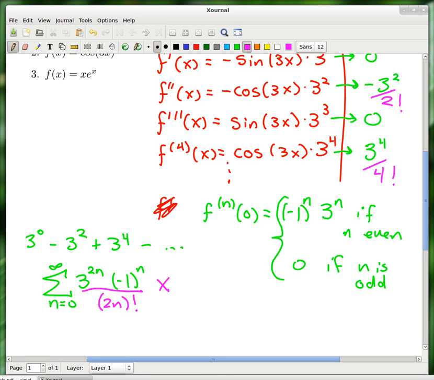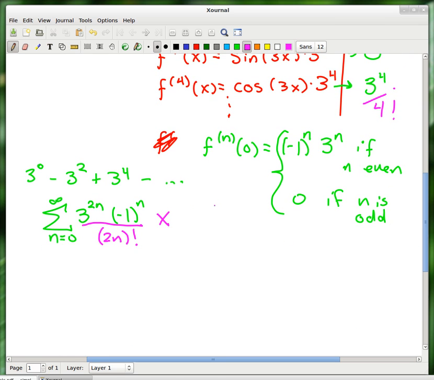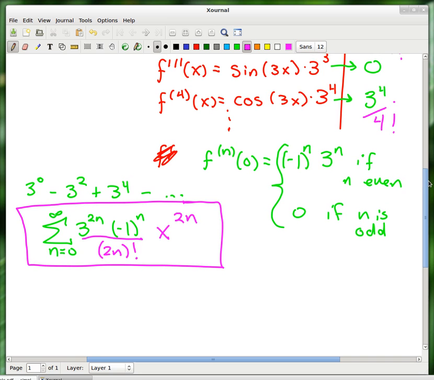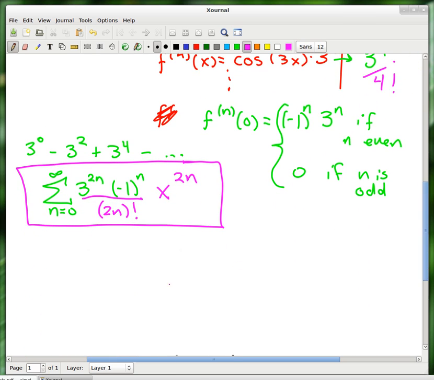X to the, so let's think about that for a second. So this is going to be times x to the first power times x to the second power. Okay, so the x is also going to be to the 2n. And we finally got it. We finally wrote it down. Thank goodness. So here's the Maclaurin series for that function about 0. It's near 0. It turned out to be much harder than I thought it was going to be. That's why I didn't do it beforehand.